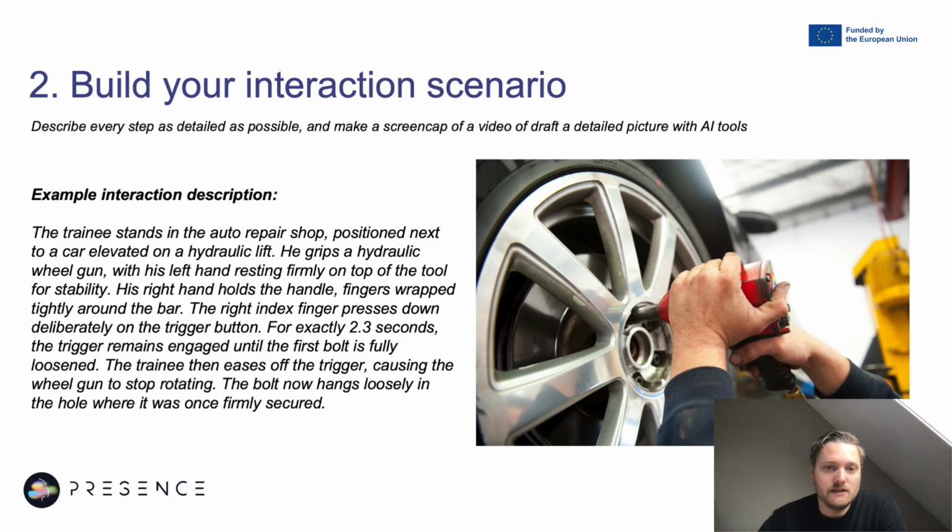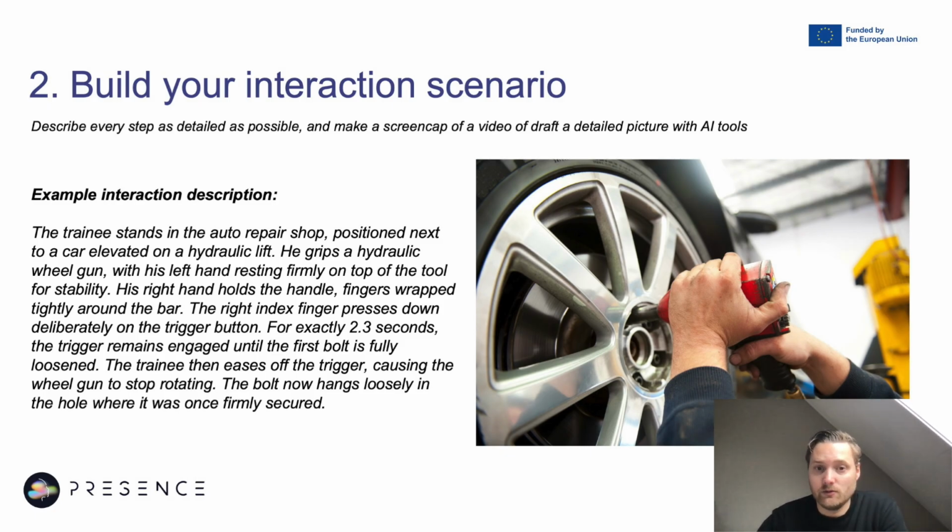So how detailed should I be? I've just made an example here based on a training to use wheel guns to replace a wheel for the change of a winter tire to a summer tire. And this is, for instance, one of the interactions that is in there, the interaction where you loosen the bolts.